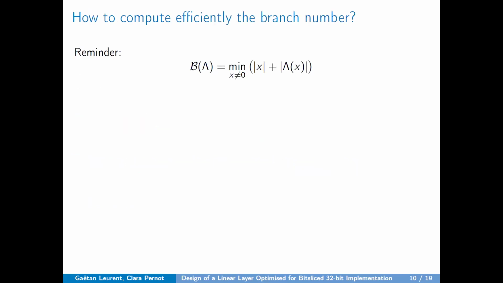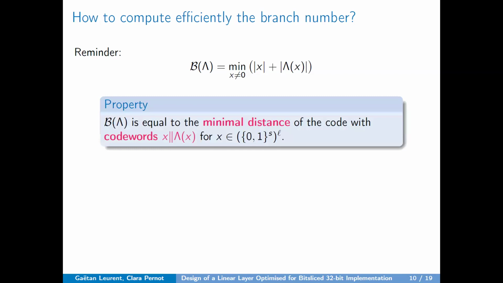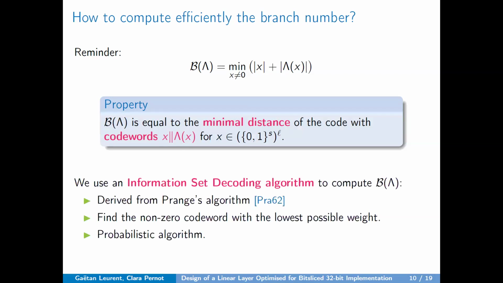So let me remind you that the branch number of a linear transformation lambda is the minimum over all non-zero x of the sum of the weight of x plus the weight of lambda x. And this can be seen as the minimal distance of a code whose code words are the concatenation of x and lambda x for all x. And as we see the branch number as the minimal distance of a code, we can just apply algorithms from coding theory. So we apply an information set decoding algorithm to compute the branch number.